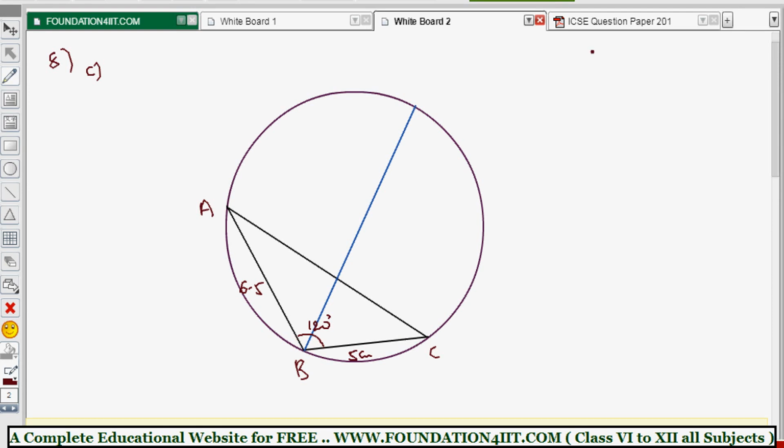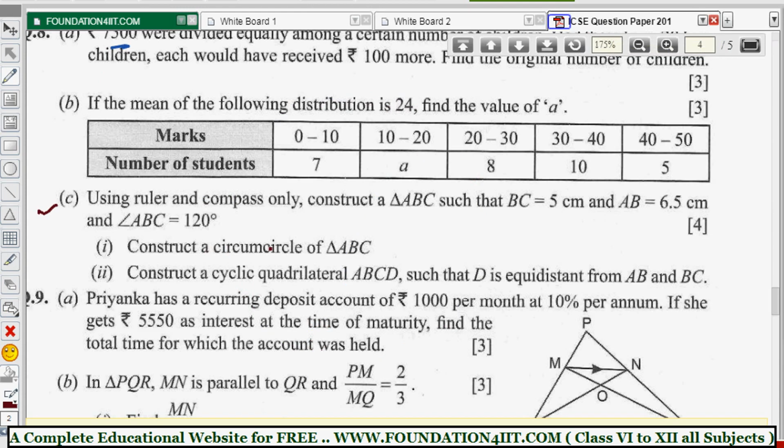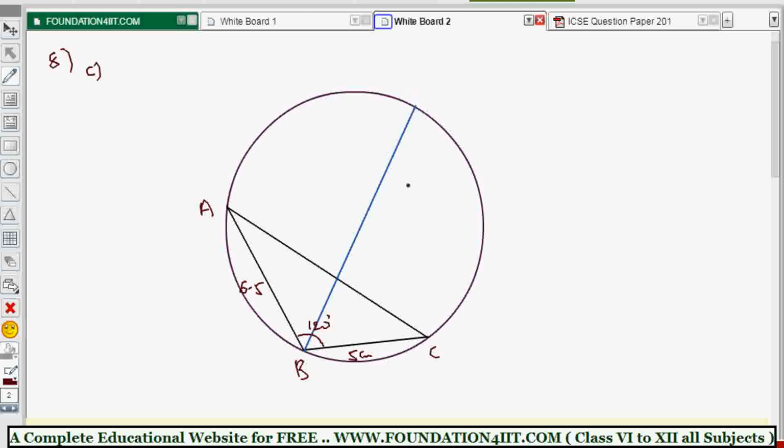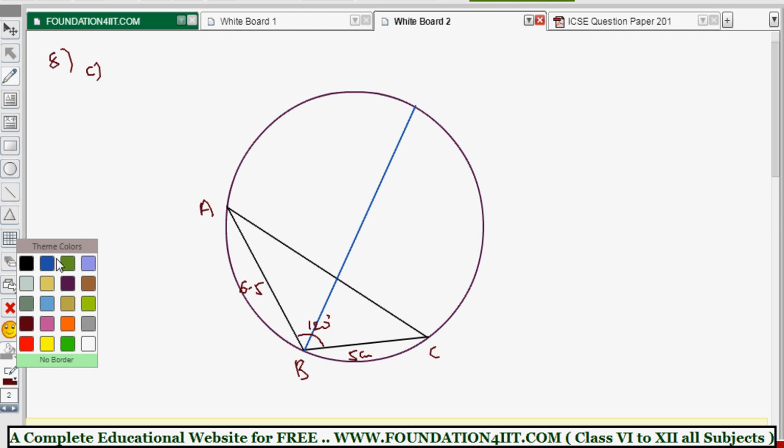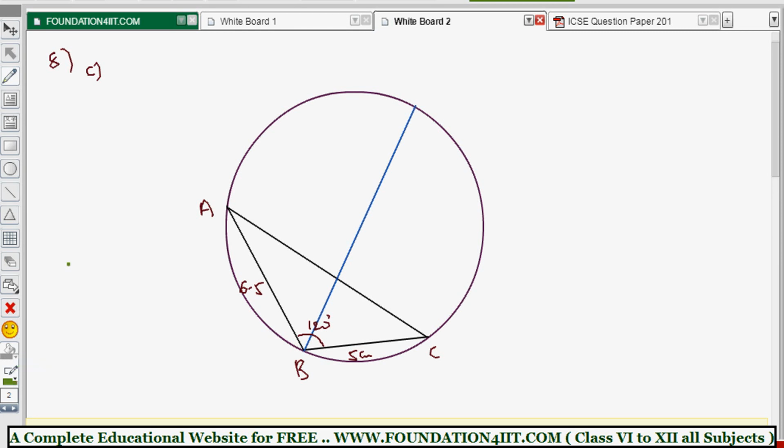After constructing triangle ABC, we need to construct the circumcircle. The circumcircle is nothing but bisecting any two sides. If you bisect any two sides, where they join is the circumcenter. So if you bisect AB, take more than half, and we should bisect like this. Just join these both lines. Just one side. By joining. So accurately I'll show you.